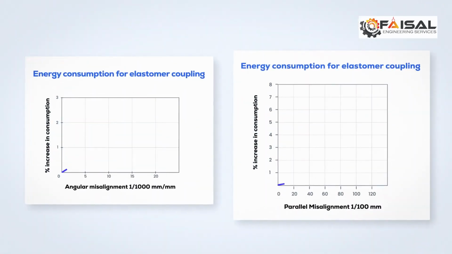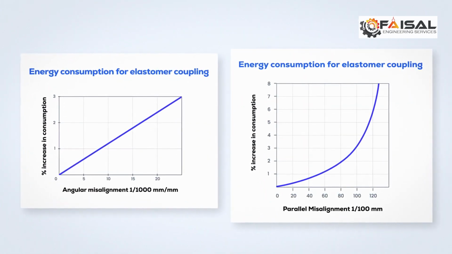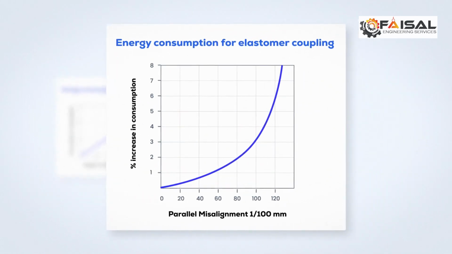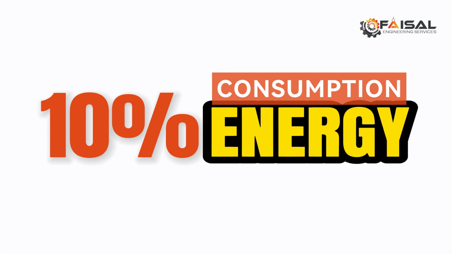And there's also the energy consumption issue. Observing these charts, we can see the increase in energy consumption as your misalignment problem advances. In the case of severe parallel misalignment, you can reach an increase of up to 10% in energy consumption.